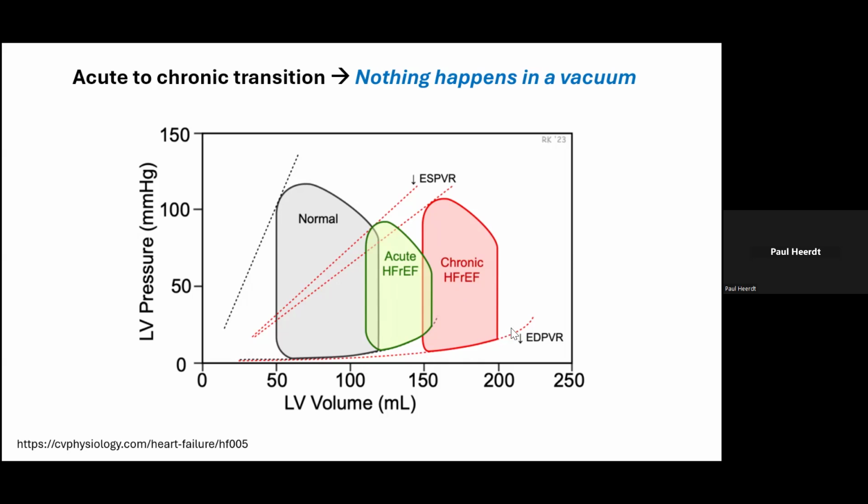So there's the shift to the new ED-PVR. Well, this is nice conceptually, but as you folks well know, in the setting of chronic dilated heart failure with reduced ejection fraction, there is most likely some degree of functional mitral regurgitation. So this idealized loop is probably not the way it's actually going to look in the real world.